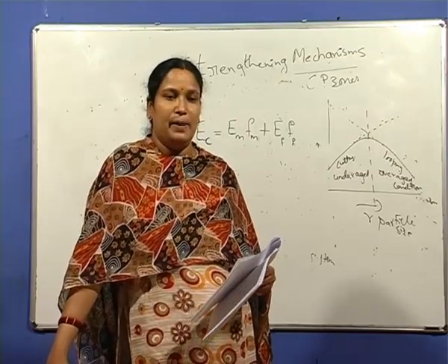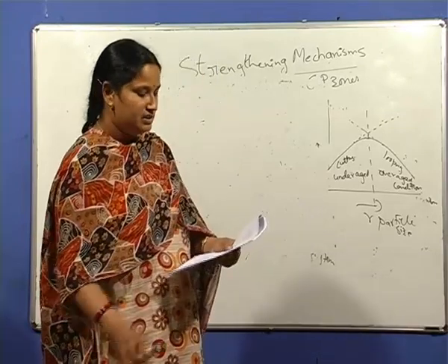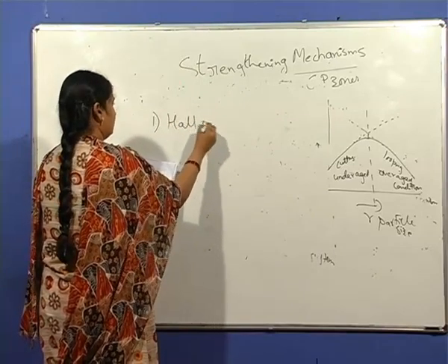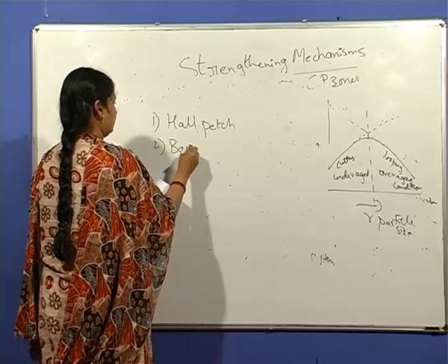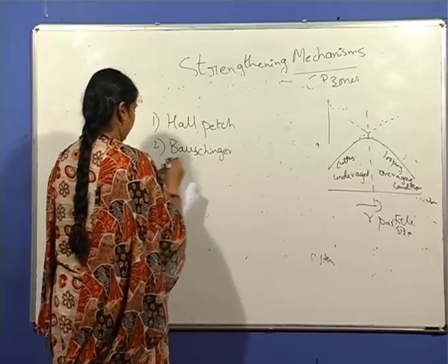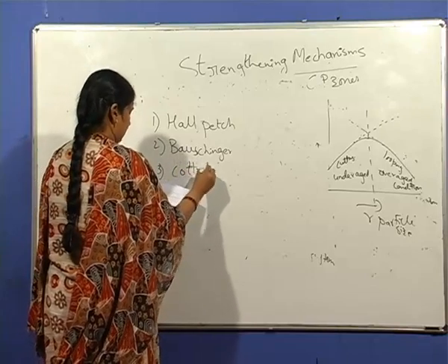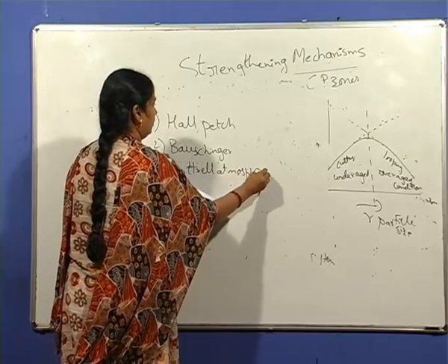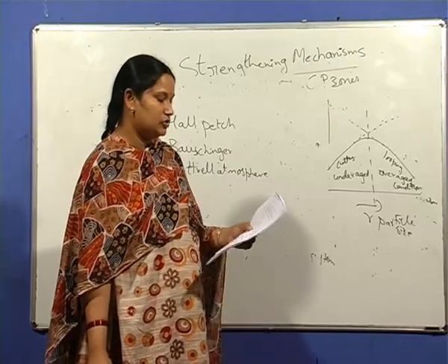65, it is a match the following. Group 1 is given: first, Hall-Petch effect. Second, Bauschinger effect. And third is Cottrell atmosphere. So all these things are known to you, and this has already been taught: the Hall-Petch relation, the Bauschinger effect, and the Cottrell atmosphere.